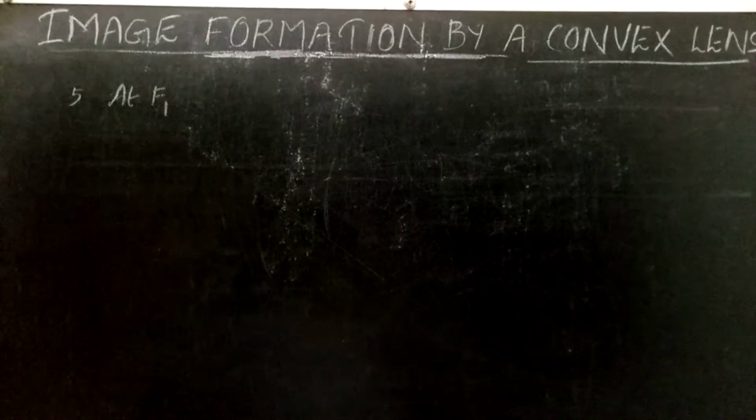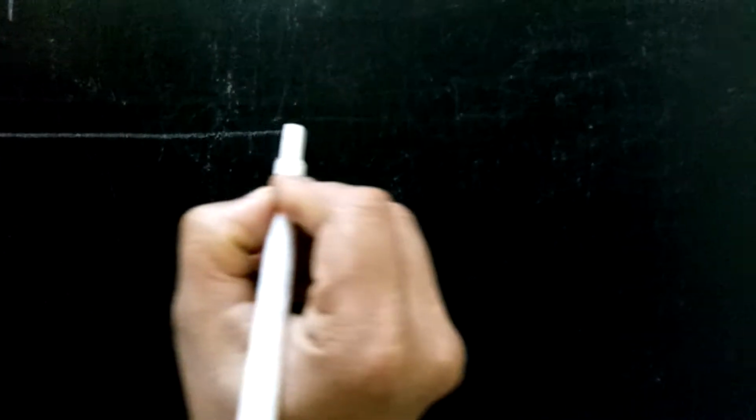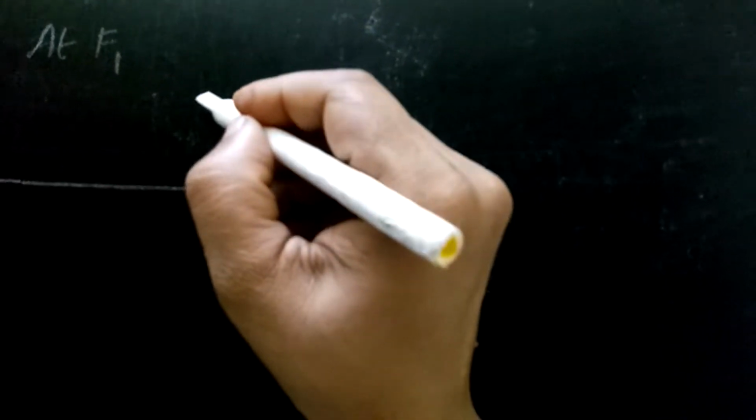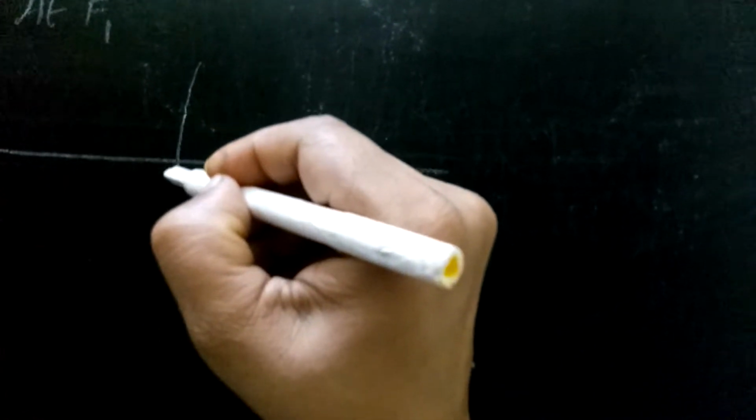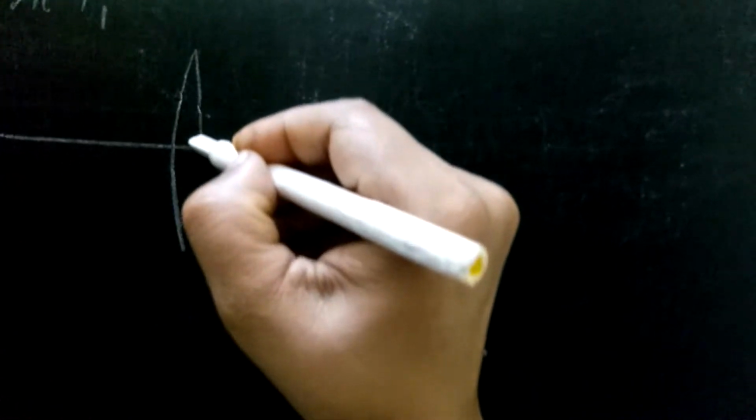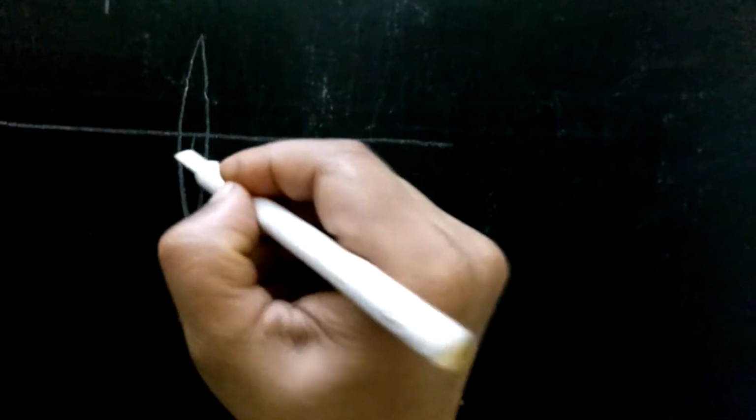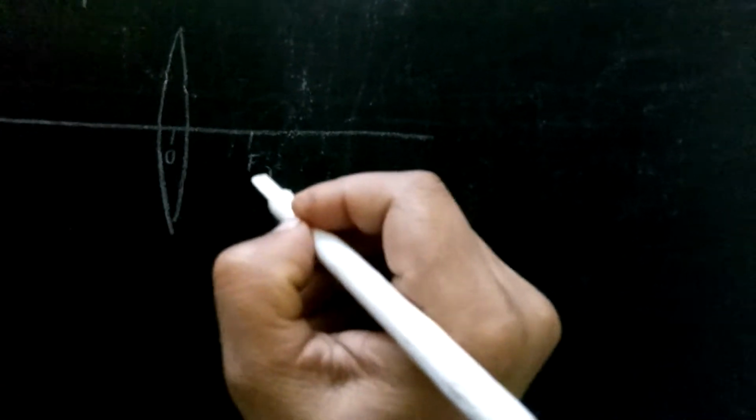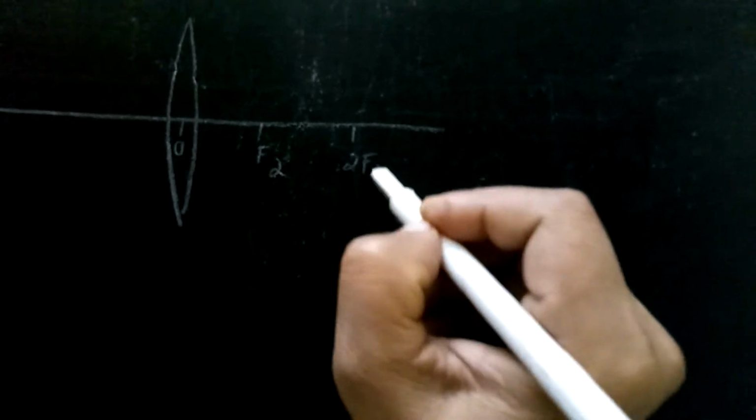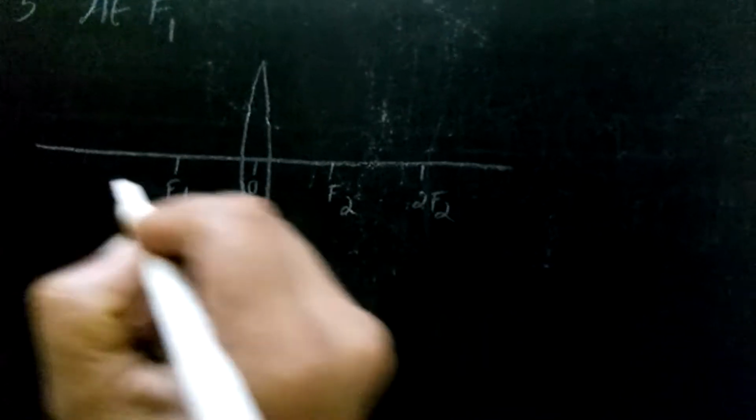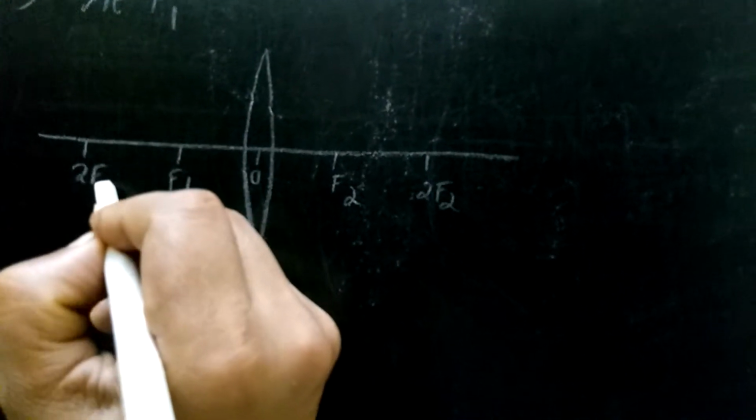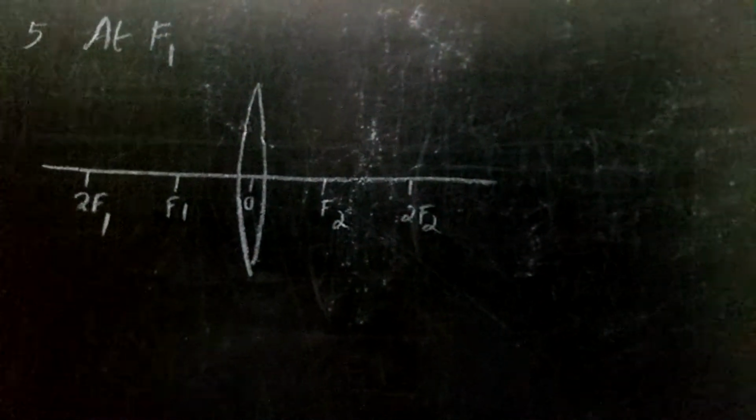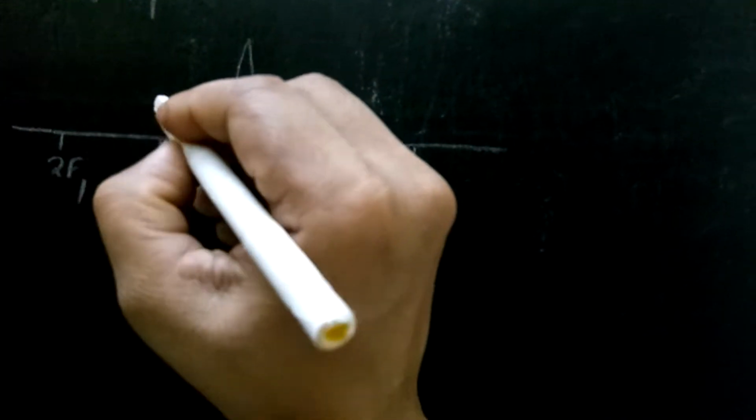Now the next position is when the object is at F1. For that, we have to draw a straight line which will act as a principal axis and draw a thin lens. Then mark the midpoint O, here F2, then 2F2, here F1 and 2F1.